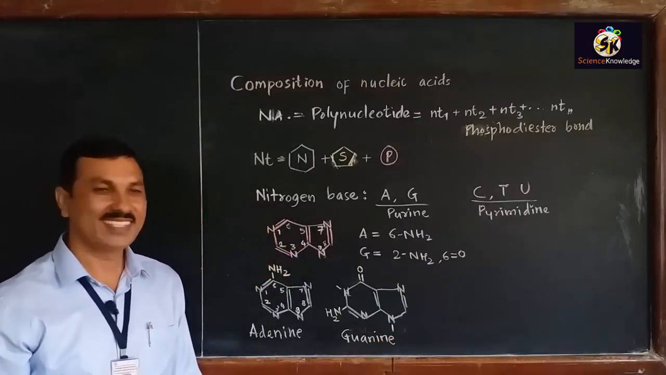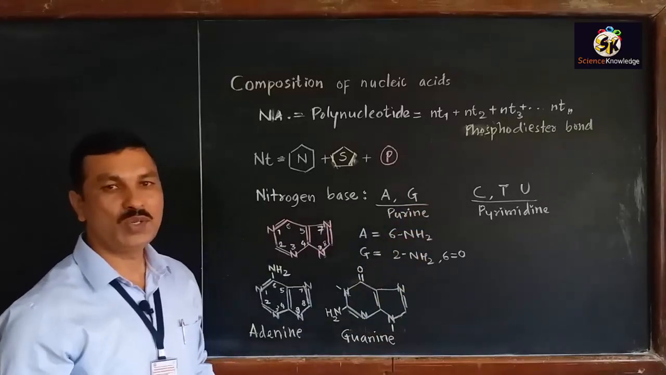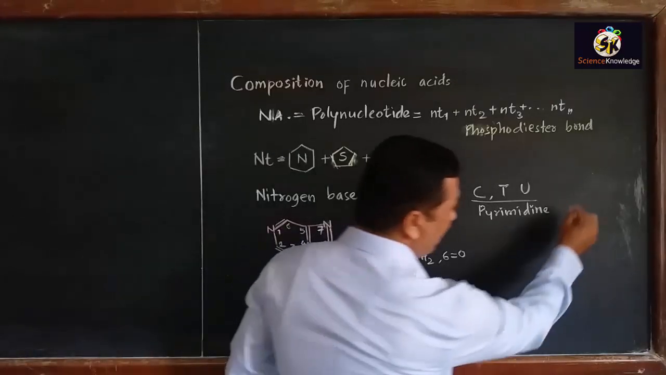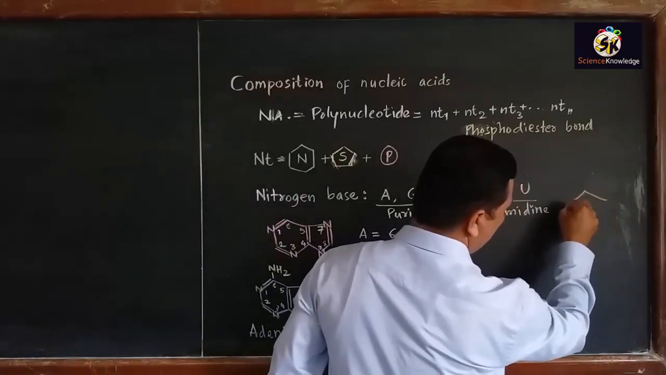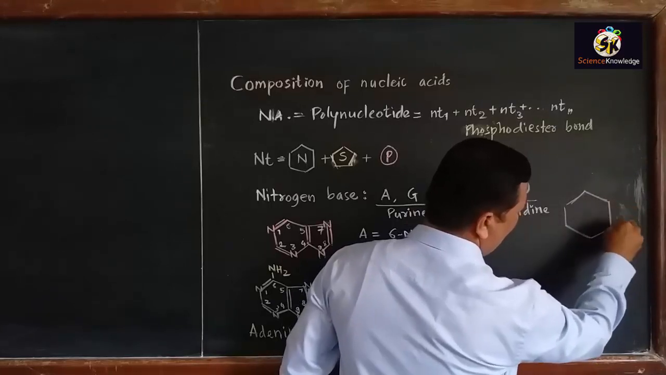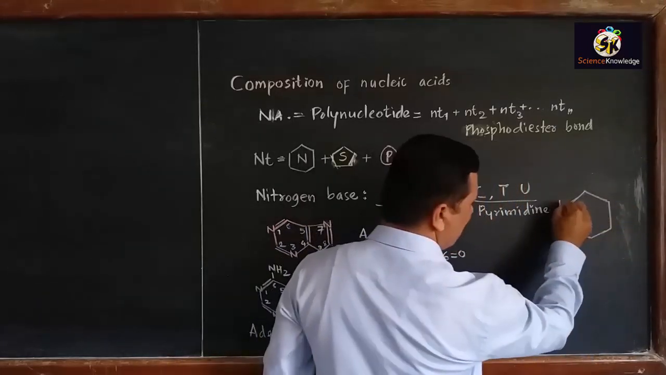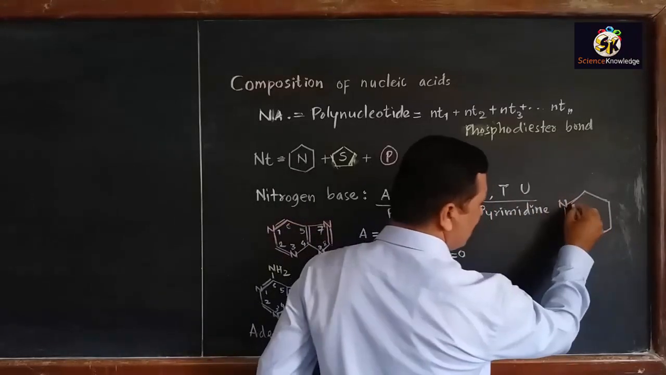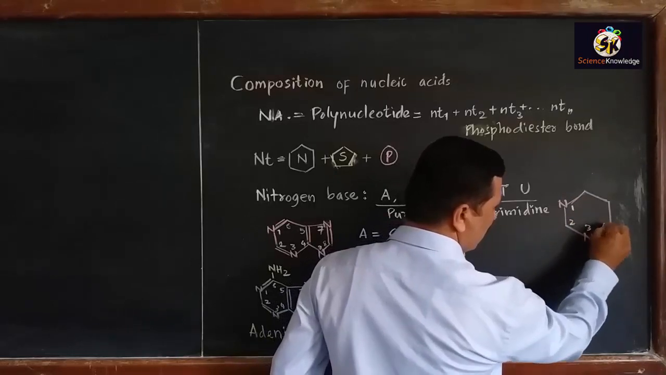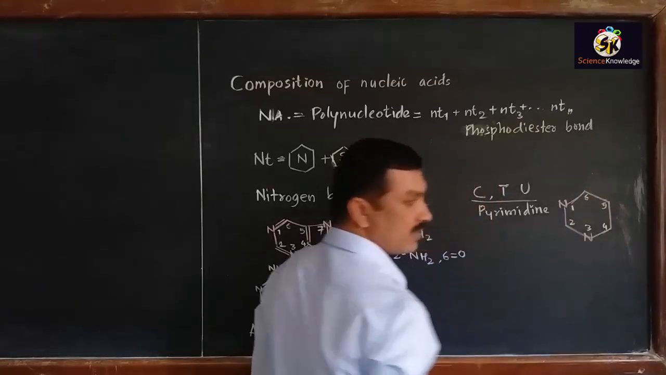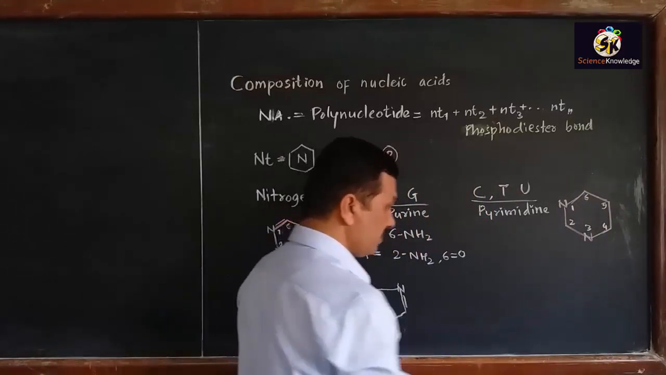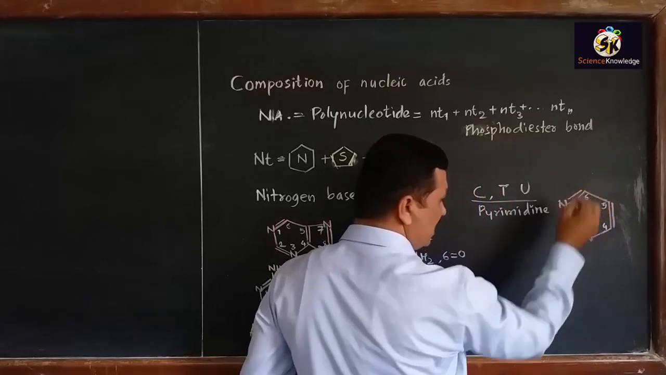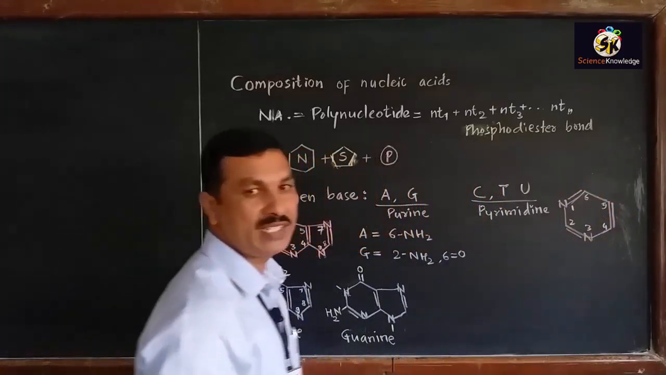Easy? Yes. Now we will try to draw the pyrimidines. Again, the basic structure for pyrimidine is a 6-membered ring having nitrogen present at position number 1 and position number 3. The numbering is again similar to purines: 1, 2, 3, 4, 5 and 6. Double bonds are present between carbon number 4, 5, and it might be present here and here also. So this is the basic structure.